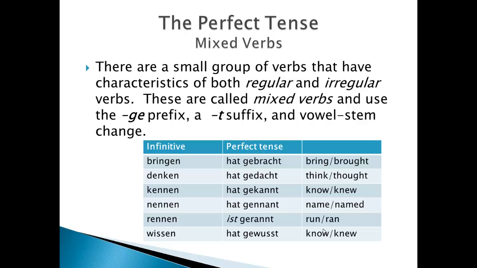Notice rennen ist gerannt, run, ran. This uses the auxiliary sein because with running, you're probably running from point A to point B.